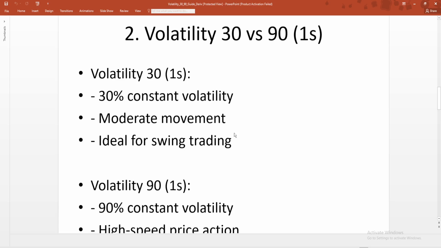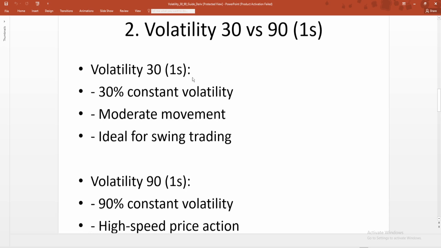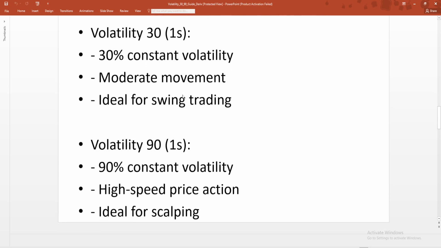As I've said, it has a 30% constant volatility, it has moderate movement, and it is ideal for swing trading. Now, Volatility 90 1S has a 90% constant volatility. So you can see the price movement in Volatility 90 1S is quite high. It is ideal for high speed price action. It is very fast. Basically, it is a high speed market because remember, Volatility 100 1S is the maximum, and it is almost there. It is 90, only 10 digits away. Volatility 90 1S is ideal for scalping. Scalping is a strategy that is used for very fast markets.